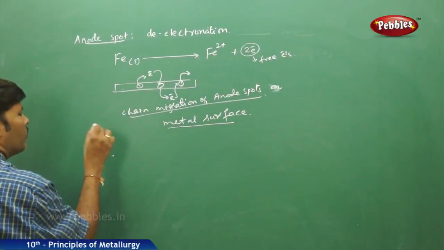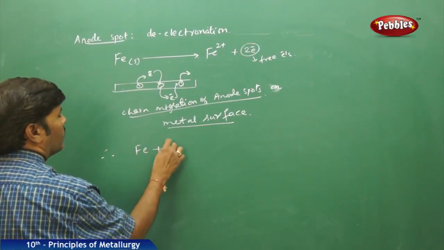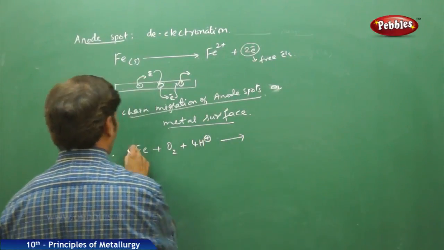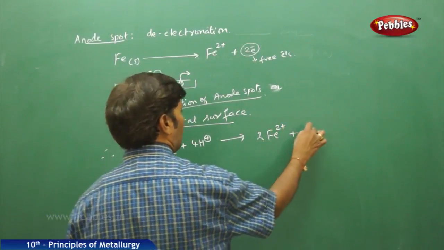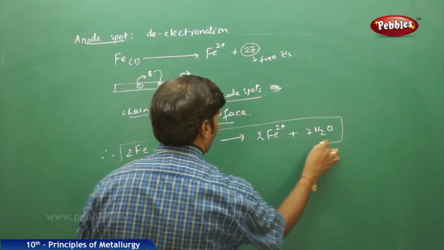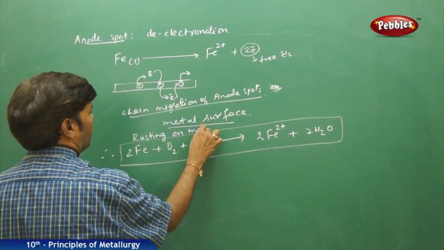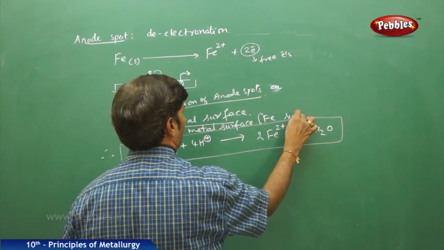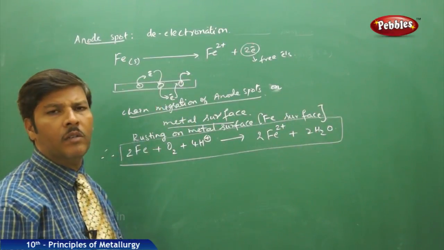So therefore we can come to one conclusion. We can simply say that iron plus O2 plus 4H plus ions will give you 2 moles of Fe2+ plus 2H2O. This is the mechanism taking place in rusting on the iron surface. This comes under the rusting or corrosion on the metal surface.